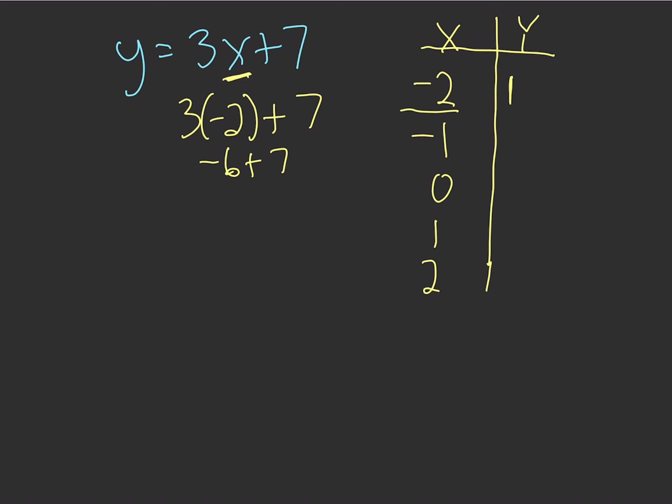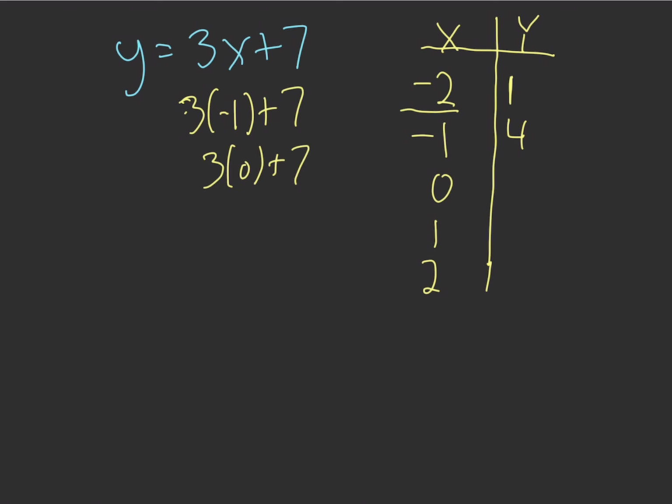Plugging in, going for the -1, I'll get 3 times -1 plus 7, and I'm going to get a 4. Plugging in the 0, 3 times 0 plus 7, that's going to be a 7. Plugging in 1, see the pattern going up here. We got a 10, and then this one is going to be 13. So that's what you're used to doing.